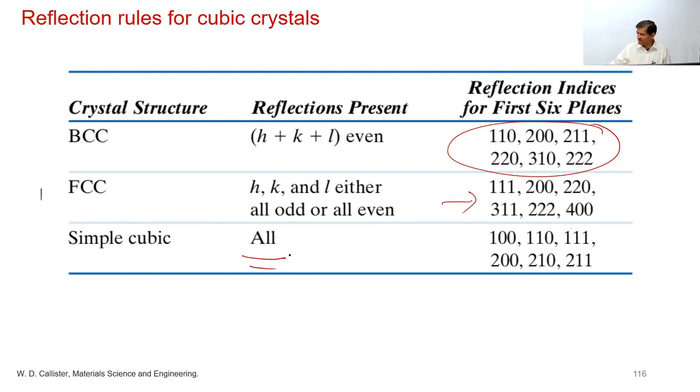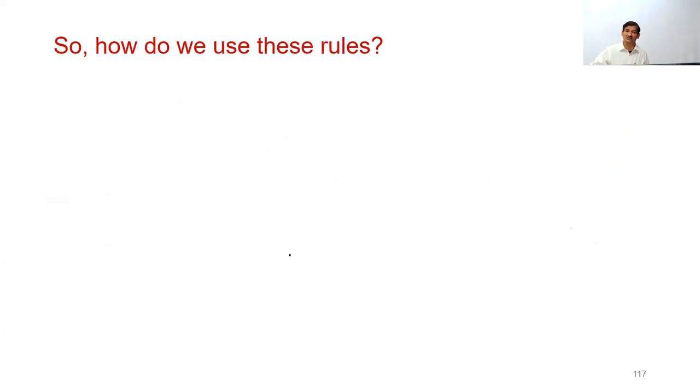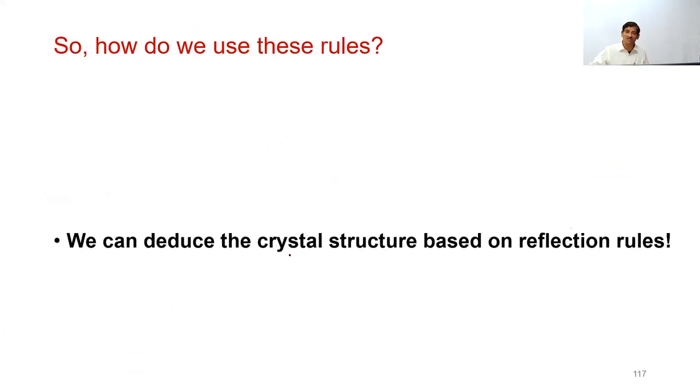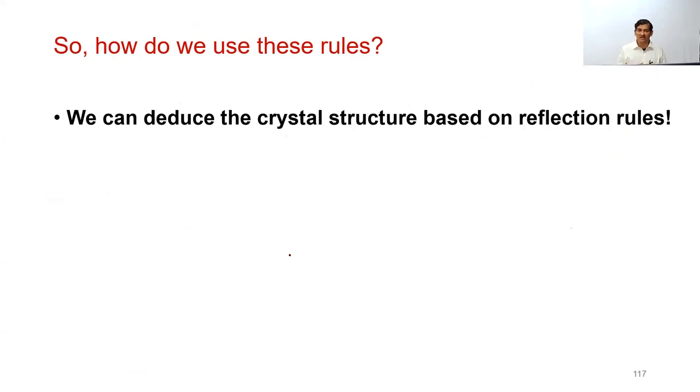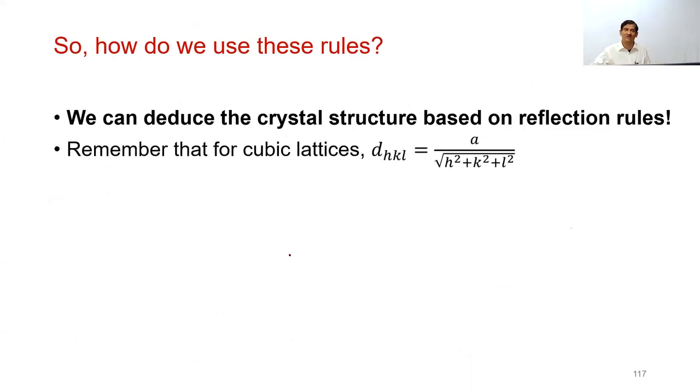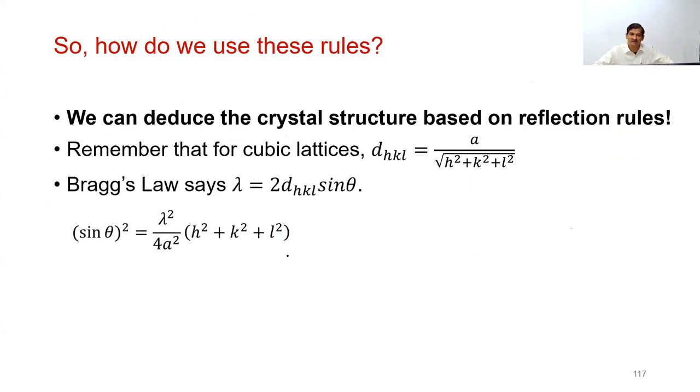So this is how people actually try to identify which planes are causing this diffraction. So the question then is, how do we use these rules? We can deduce the crystal structure based on the reflection rules. Remember that for cubic lattices, d HKL equals a divided by square root of h square plus k square plus l square. Bragg's law says that lambda equals 2d HKL sine theta. So we can combine these two equations and write sine square theta equals lambda square by 4a square into h square plus k square plus l square.